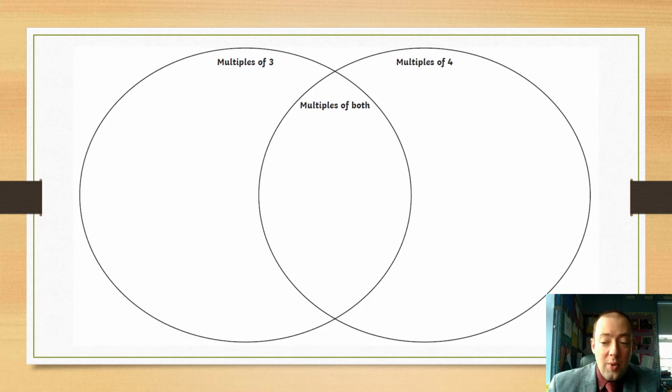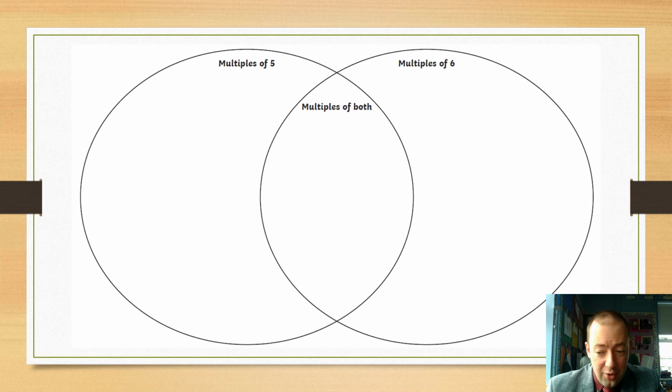Now today I'm going to ask you to draw 3 Venn diagrams. If you can fit them all on one piece of paper, that's fine, but if you have to send me more, just photograph it, send me more pieces of paper, and that's absolutely fine. So the first Venn diagram should say on the left multiples of 3, on the right multiples of 4, and of course in the middle multiples of both. Remember, any that don't fit these categories should go outside both circles.